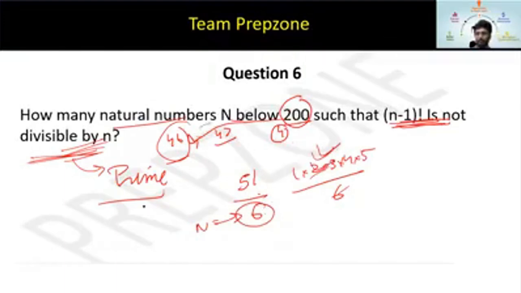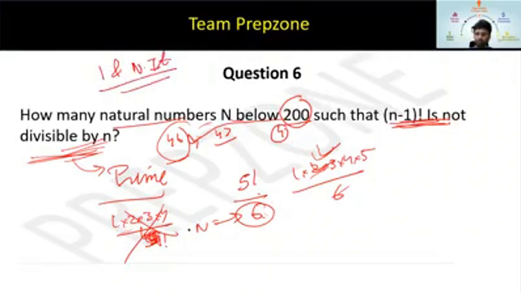But if this is a prime number, let me take n as 5. What is 4 factorial? 1 into 2 into 3 into 4, right? And upon 5. (n minus 1) factorial is 1 into 2 into 3 into 4 upon 5. This is not divisible. This is simply because I know that the factors of a prime number are only 1 and the number itself. That is why it is not divisible. Hence, this question is asking me to calculate prime numbers.